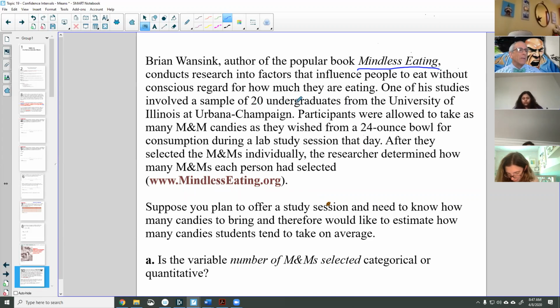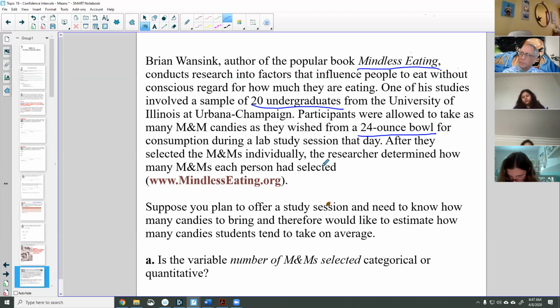It's mindless. All right. So he wrote a book that wanted to know what influences people to eat without conscious regard for what they're eating. He did a study involving a sample of 20 undergraduates from the University of Illinois at Urbana-Champaign. They were allowed to take as many M&M candies as they wished from a 24-ounce bowl. That's a pretty big bowl for a lab study session that day. After they selected the M&Ms individually, the researcher determined how many M&Ms each person had selected.